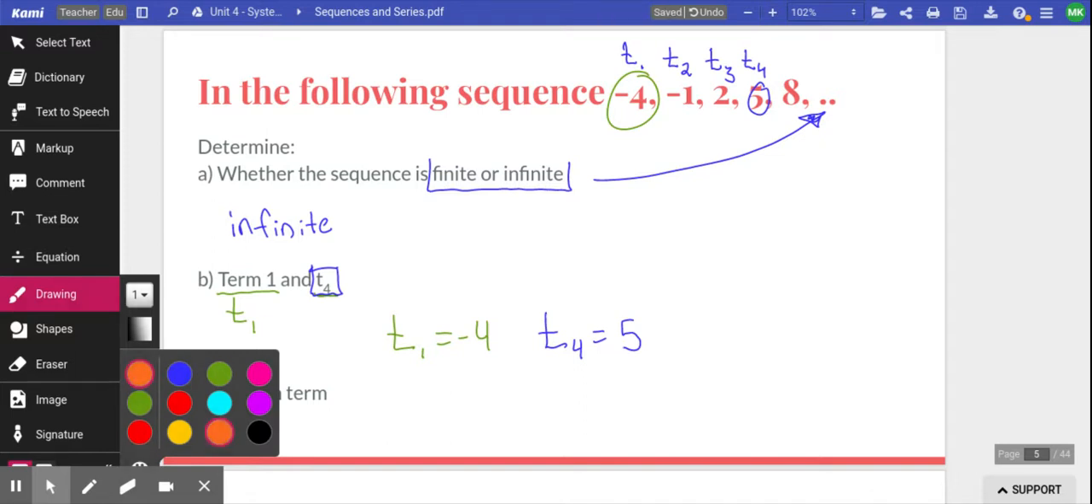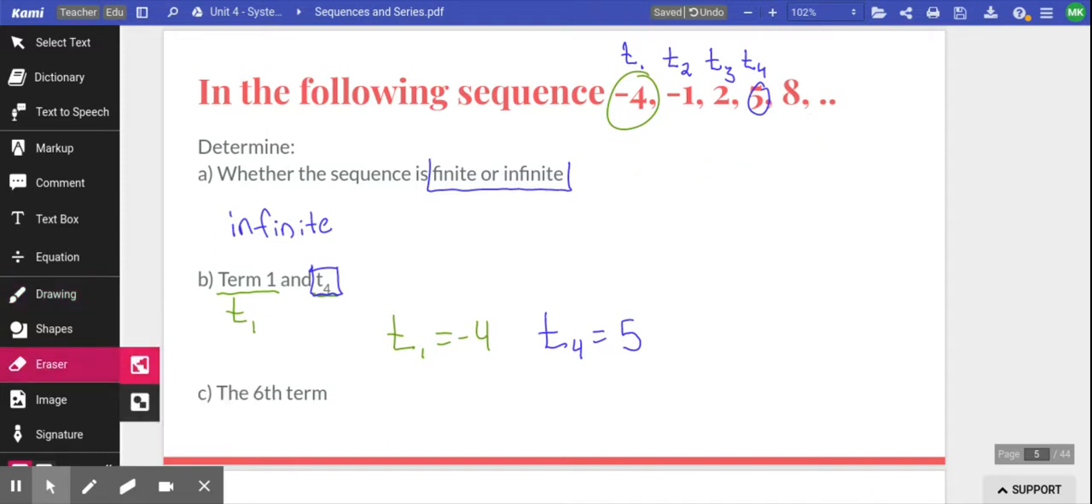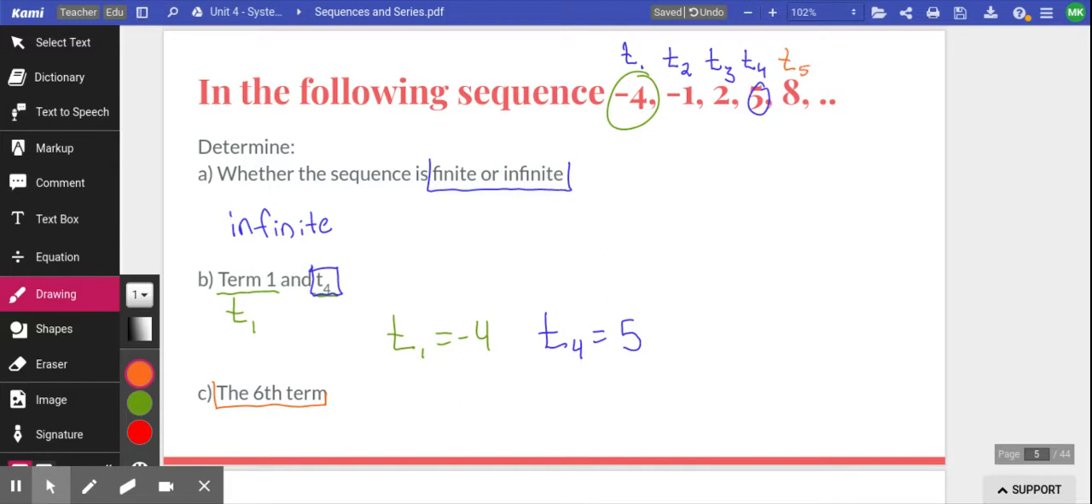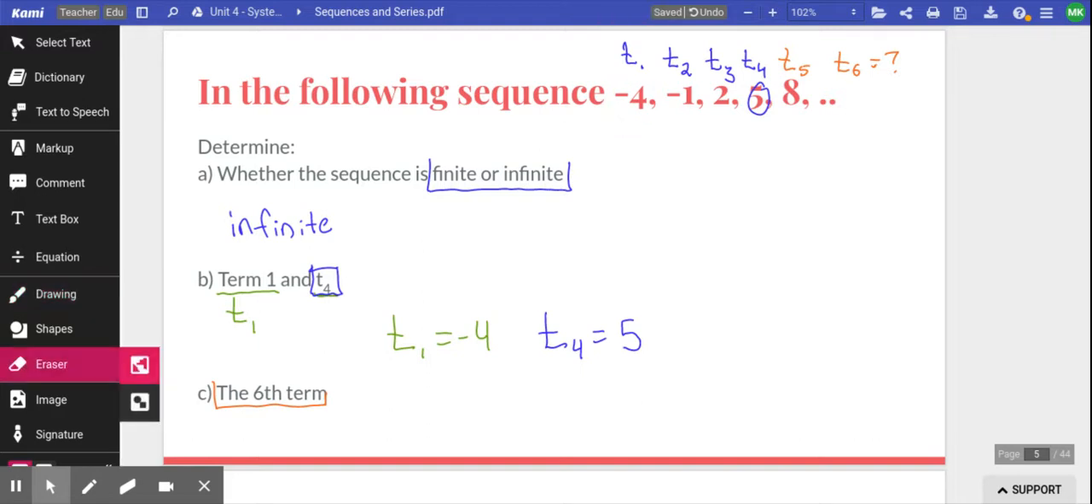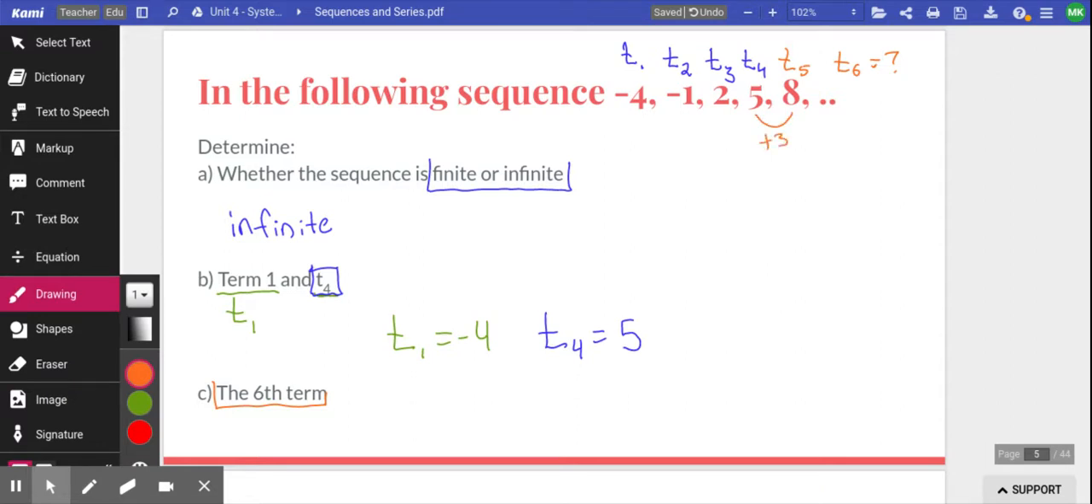Awesome. The last question asks us to find the sixth term. The sixth term, if we kept going, T5 is 8, T6 we don't know. So to figure that out, we are going to have to figure out what the common difference was. If you look, the common difference from one number to another, I am adding 3. So if I was to add 3 again, that would give me my next number, which is 11. So T of 6 equals 11.